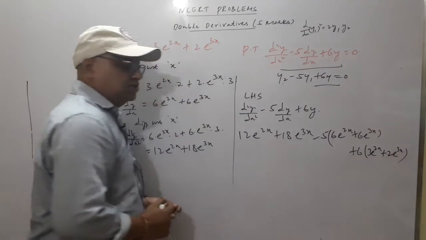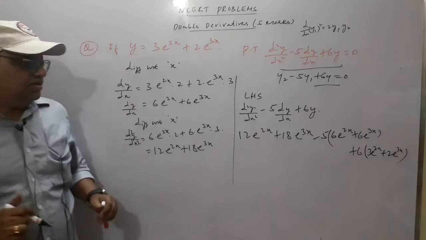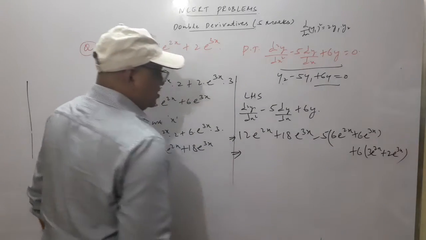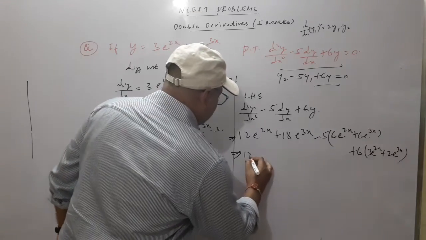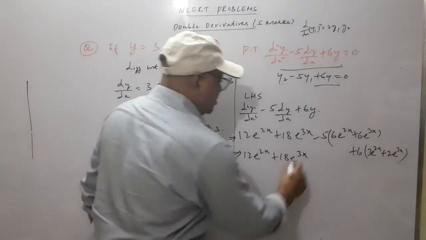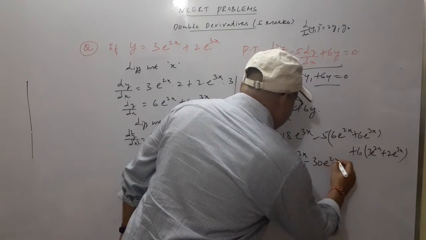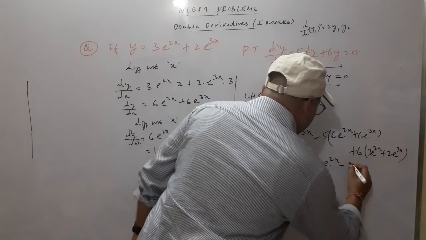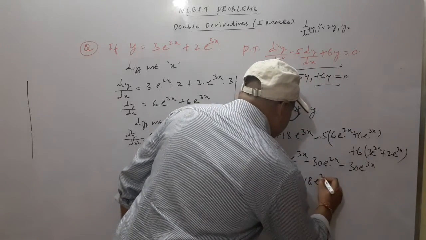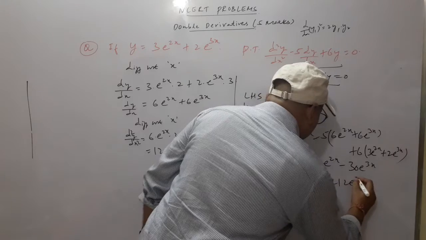Now what? Everything must get cancelled. So let us see whether they will get cancelled. 12 e power 2x, 18 e power 3x minus 30 e power 2x minus 30 e power 3x plus 18 e power 2x plus 12 e power 3x.